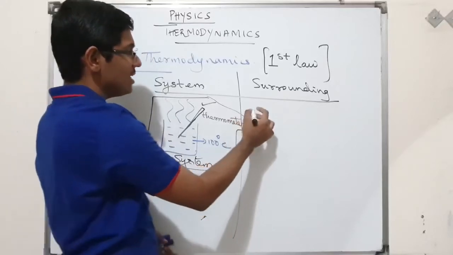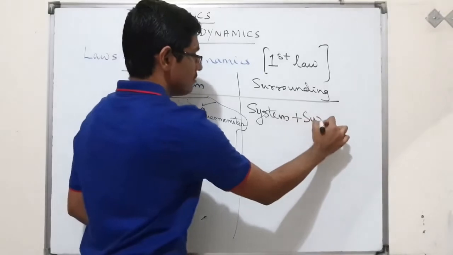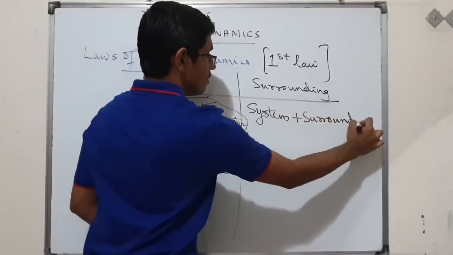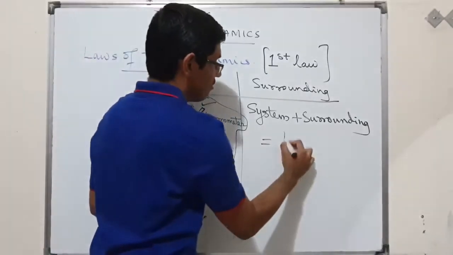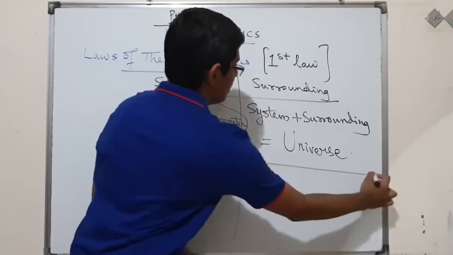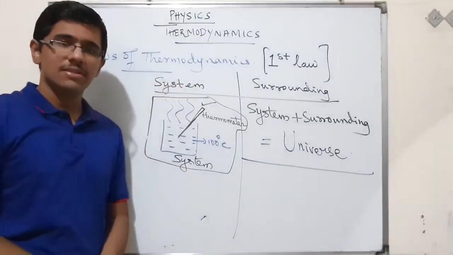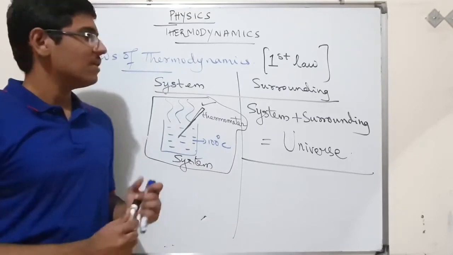So I can write that system plus surrounding. System plus surrounding gives you what? Universe. System plus surrounding is equal to universe. So this relation you should remember. Now you have an idea what is system and surrounding.